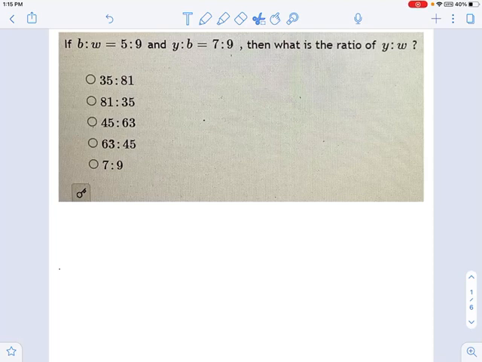The concept of ratios is not hard, but a lot of people sometimes get confused when they see a colon in between two numbers. Well, if we just rewrite this as fractions, it should be a lot easier. Let's try that. Instead of b colon w, b to w, I'm going to say b divided by w. Instead of 5 colon 9, I'm going to say 5 divided by 9. So look at that. B divided by w equals 5 divided by 9.